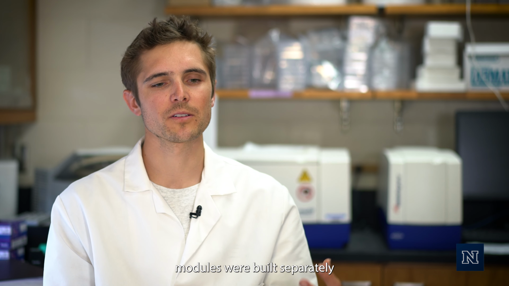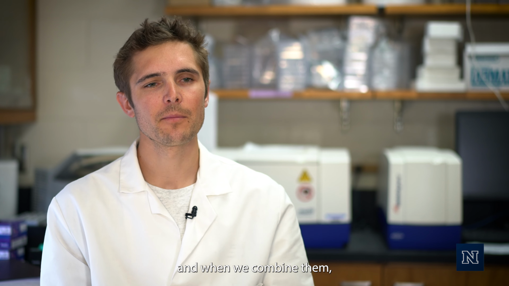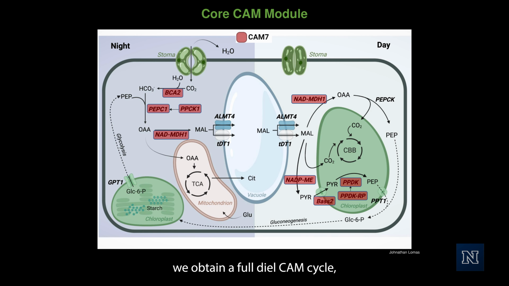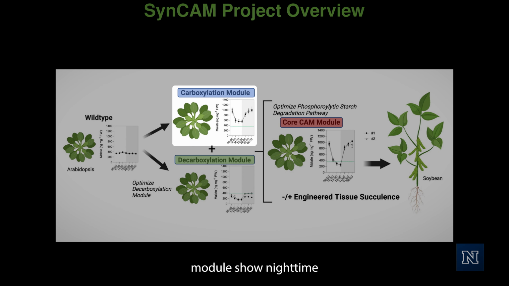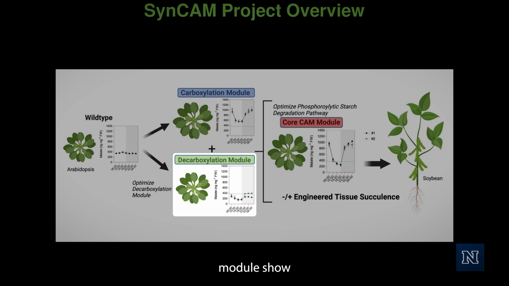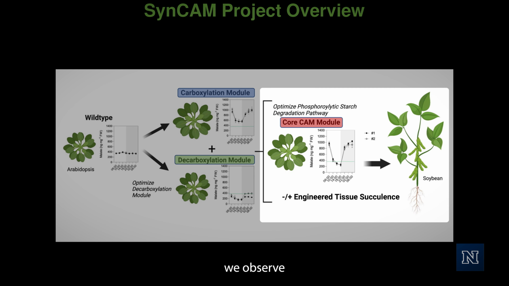Both the carboxylation and decarboxylation modules were built separately, and when we combine them, we obtain a full diel CAM cycle, which represents a fully synthetic reconstruction of CAM metabolism. Arabidopsis plants expressing the carboxylation module show nighttime malate accumulation and are generally larger in size. The plants expressing the decarboxylation module show a general depletion of malate. When we combine the two, we observe nighttime accumulation of malate and daytime depletion of malate, much like you'd expect in a CAM plant.